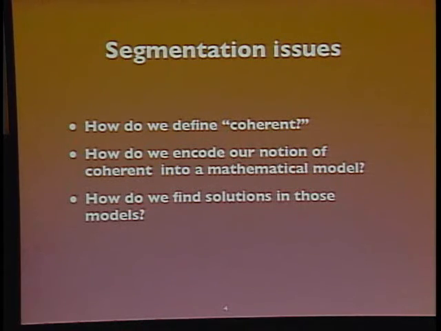And then you have to have some kind of mathematical model of what it means for categories of pixels to be coherent, and then you have to find solutions to those models. Once you define what coherent is in a mathematical sense, then you have to figure out how you're going to turn the crank to find a solution that assigns the same label to pixels that are similar to each other.